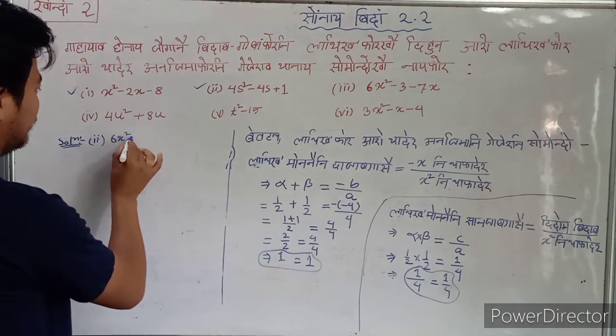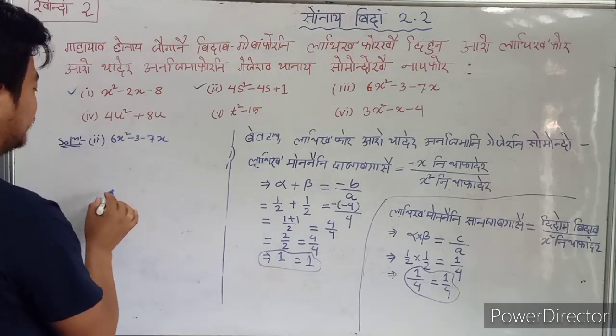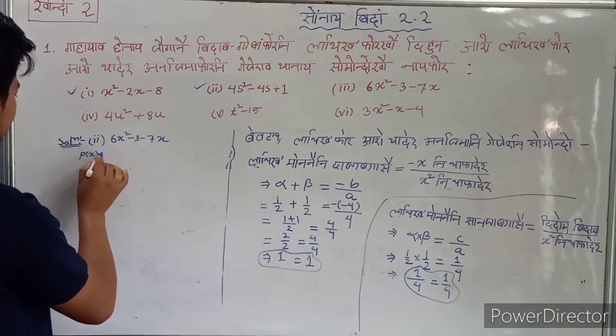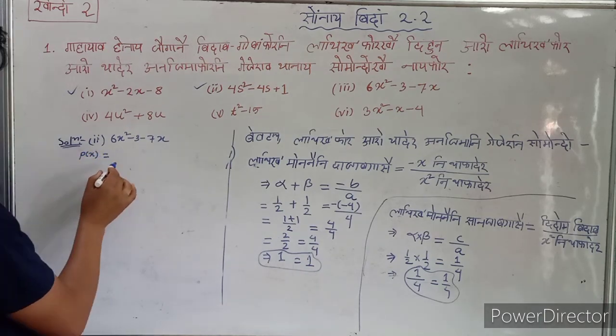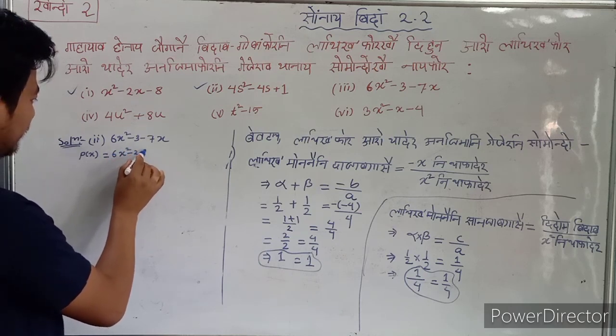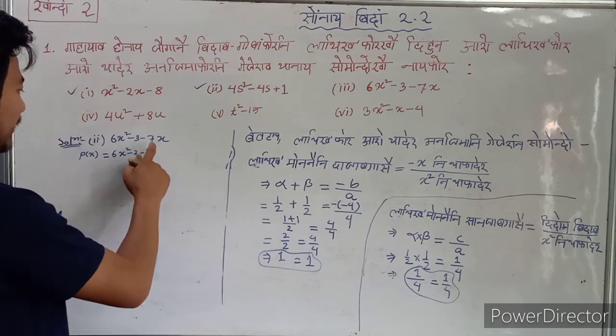6x square minus 3 minus 7x. So P of x is equal to 6x square minus 3 minus 7x.